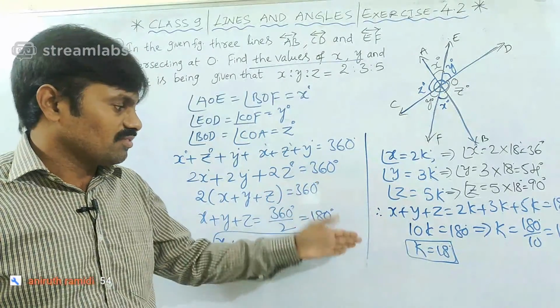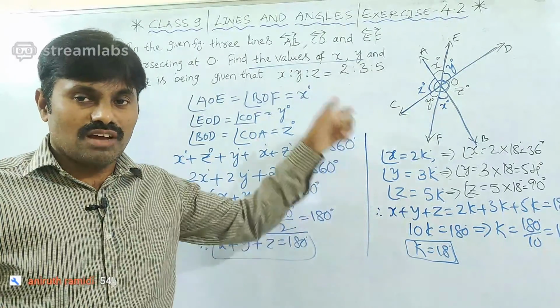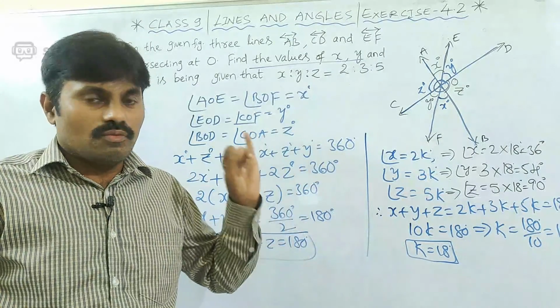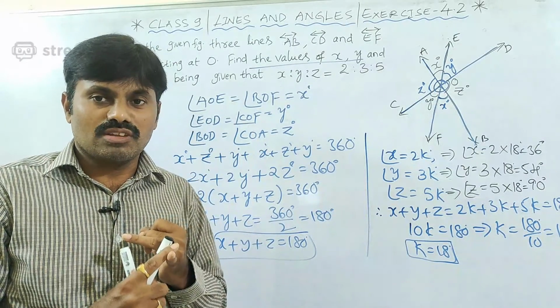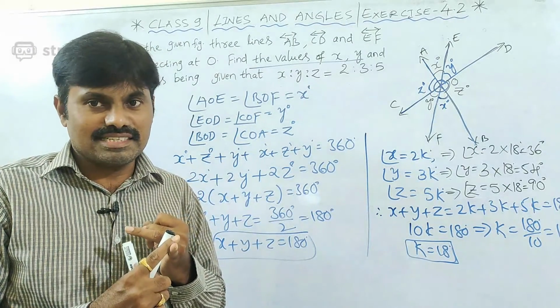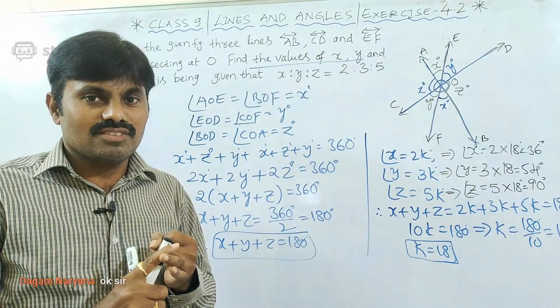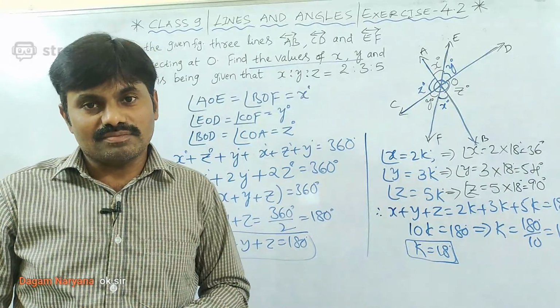Here, the main point is which concept we have used to solve this problem. A simple concept, that is the complete angle concept. We must know the value of a complete angle, 360 degrees. And what is the other concept we have used in this? Can you say? Yeah, that is vertically opposite angles are equal.